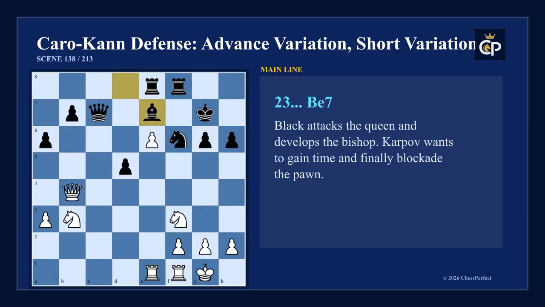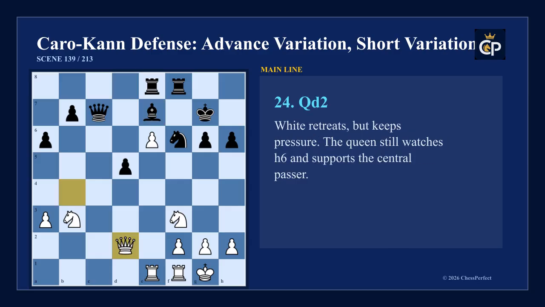Bishop e7. Black attacks the queen and develops the bishop. Karpov wants to gain time and finally blockade the pawn. Queen d2. White retreats, but keeps pressure. The queen still watches h6 and supports the central passer.